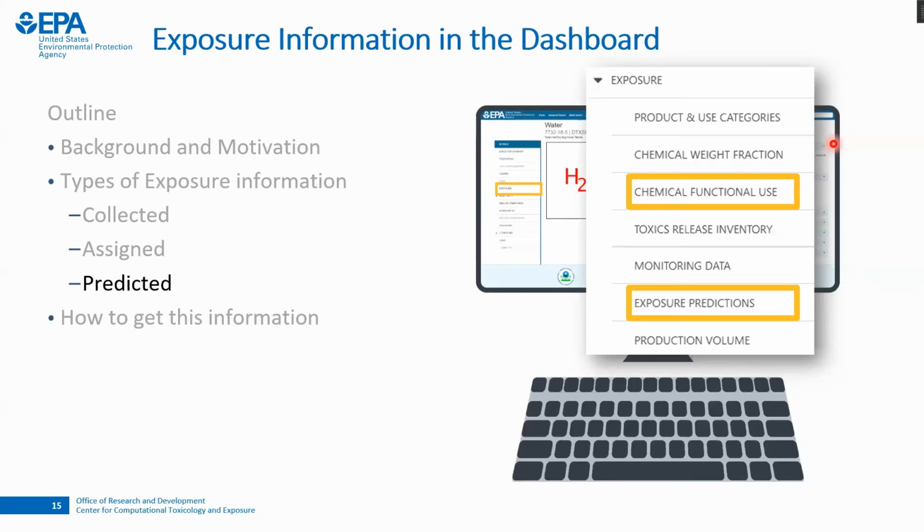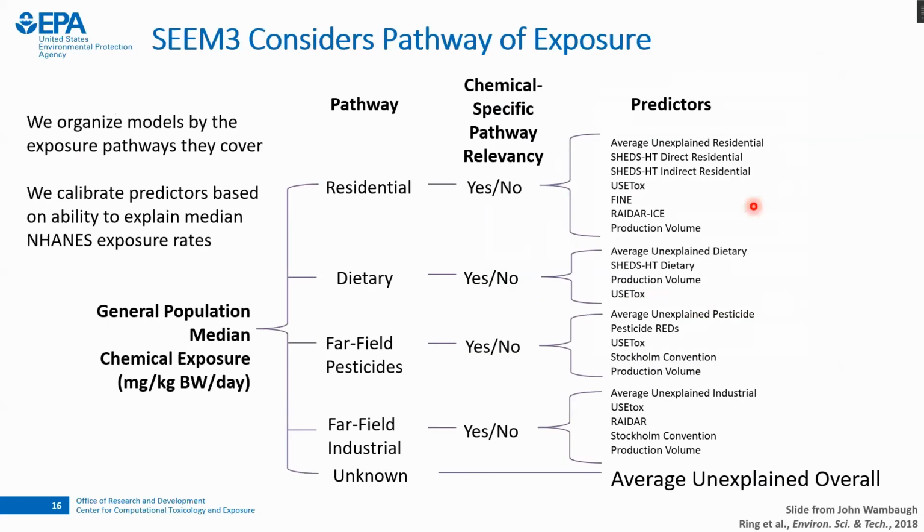And then the last type of data I'll talk about is the predicted data. This is both chemical, which gets back to the chemical functional use. We've collected that data, but we also use it to make predictions. And then all of the other data I've talked about really goes into feeding some of our exposure predictions as well. I alluded to consensus exposure models earlier with the Systematic Empirical Evaluation of Models, so SEEM. In our latest rendition of SEEM, we use not only the exposure models that I've described, but we consider the pathway of exposure to decide which models we really should be using to predict which chemicals.